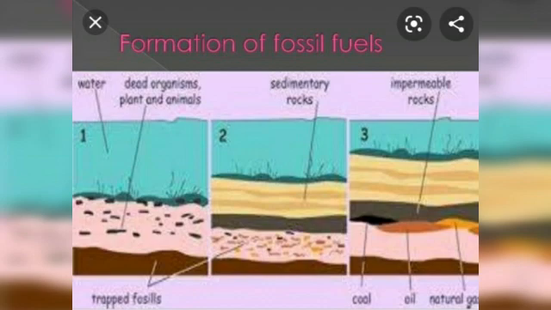Then we have the formation of petroleum and coal. This formation takes place in the rock because of the excessive heat and pressure that is applied to the dead remains of plants and animals. So over a period of time, they turn out to be petroleum, coal or natural gas. So these products are also of sedimentary origin.